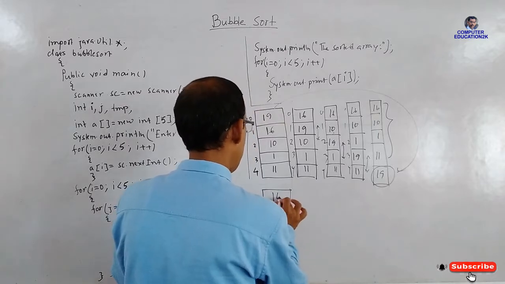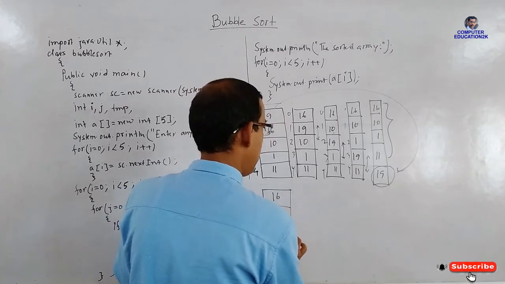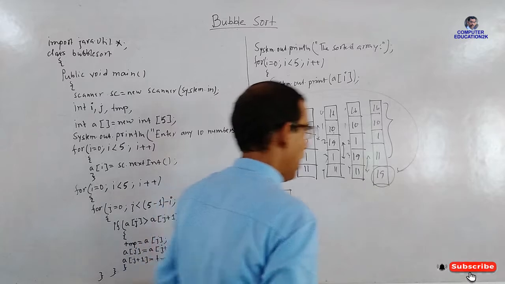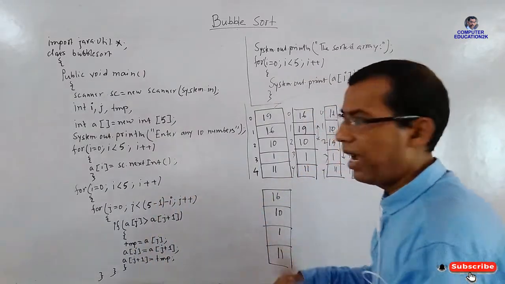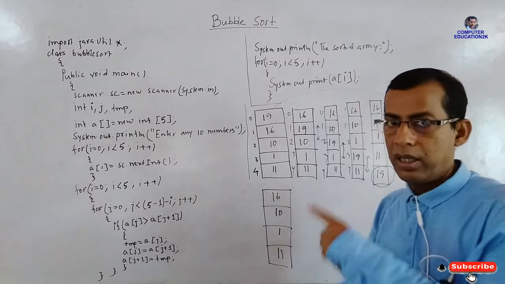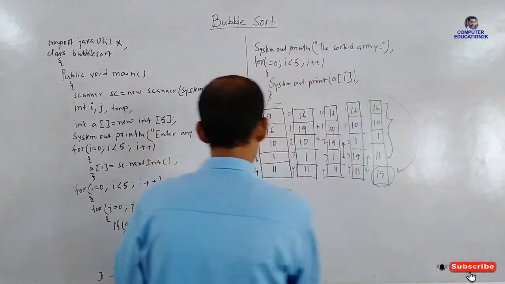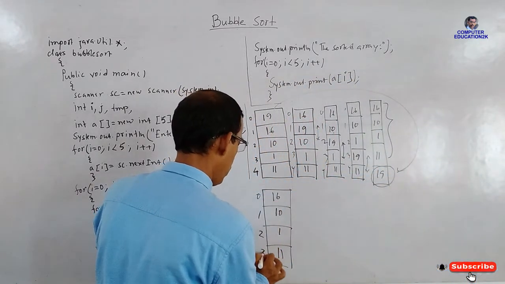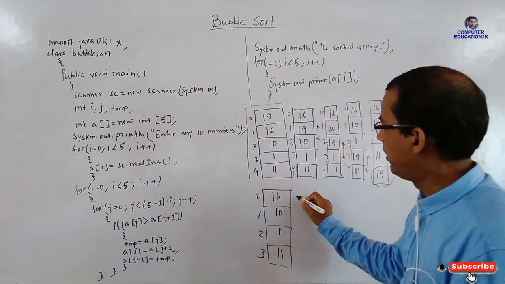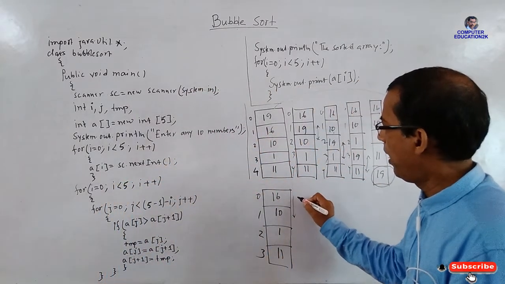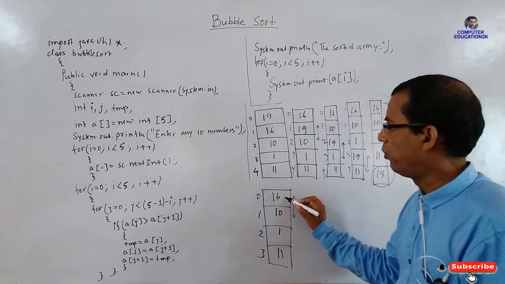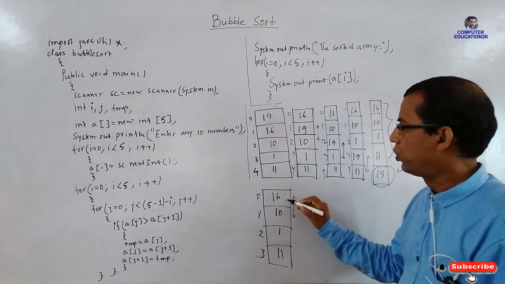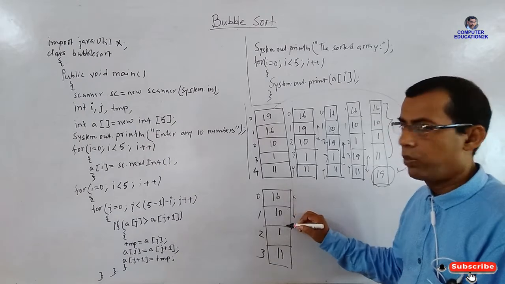The remaining values are 16, then 10, then 1 and then 11, and in the same way these values will again be compared and swapped. This is 0, 1, 2, 3. Now the 0 cell value and the cell number 1 value will be compared. The upper value is bigger than the lower value, so 10 will go up, 16 will come down.